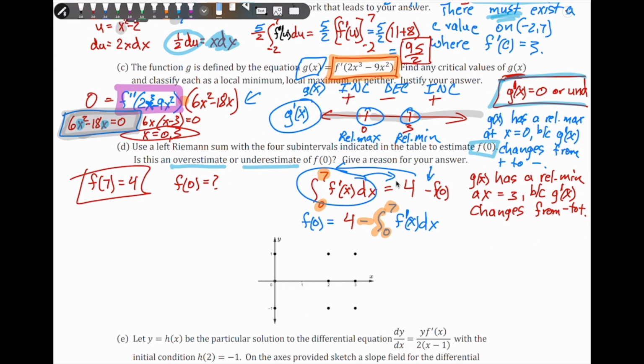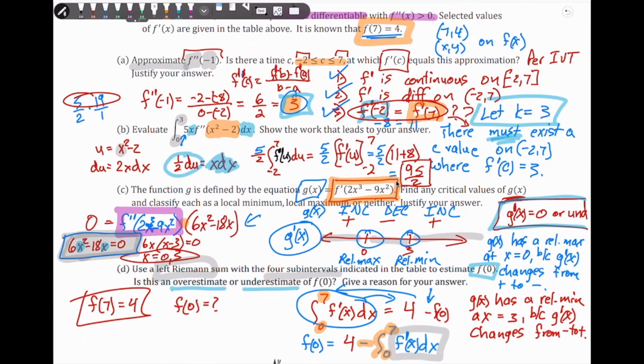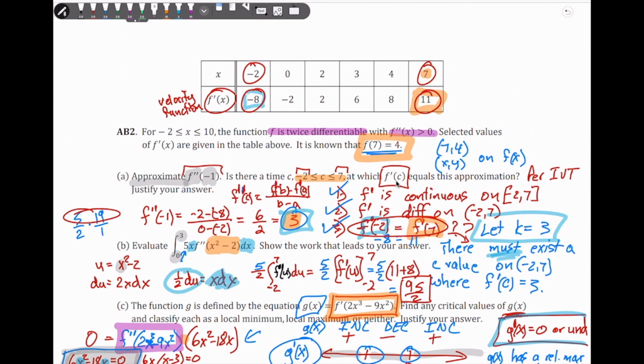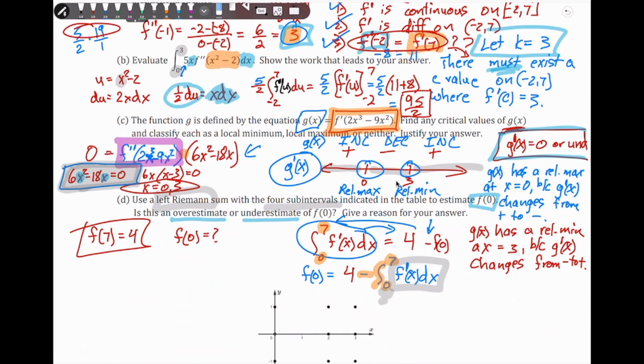So we need to find the integral between 0 and 7 using a left Riemann sum with 4 subintervals, and we're looking at f prime of x. That's what we were given. We want to start at 0 and go all the way to 7 with 4 rectangles. Those are the rectangles we're going to build with our Riemann sum to figure out the area underneath the curve. So the area underneath this graph is going to be a left Riemann sum.